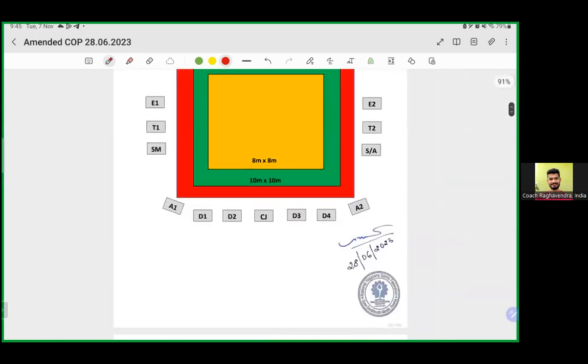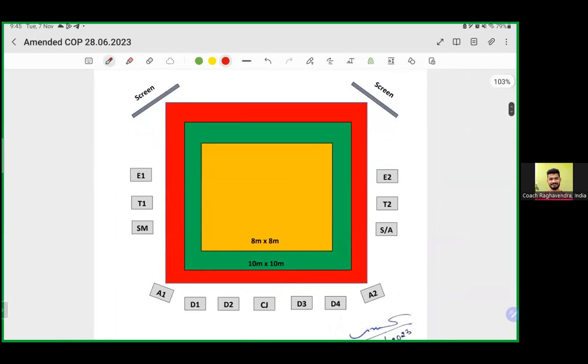So we can see the judge panel here. This is the artistic event judge panel. CJ refers to chief judge. Here you can see D1, D2, D3 and D4, 4 difficulty judges in artistic events. And A1 and A2, artistic judges who give marks for the speech, steps, everything. Stage manager, T1 on the one side, T2 on the other side. T1 is time judge 1, T2 is time judge 2. E1 is evaluator 1, E2 is evaluator 2.